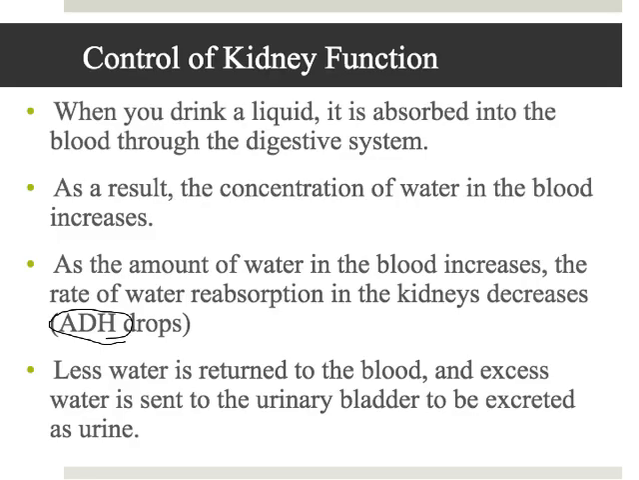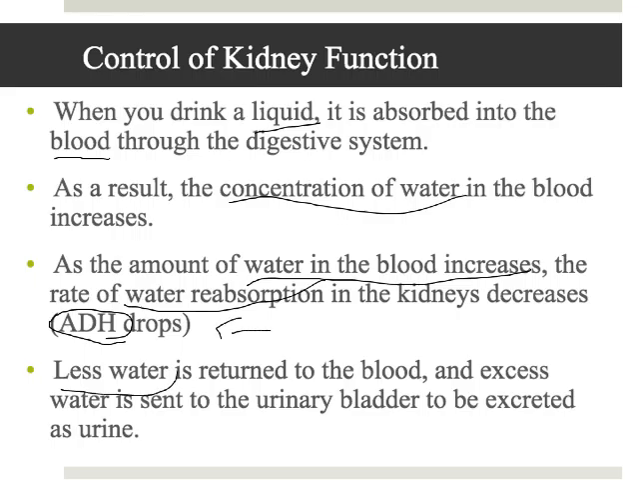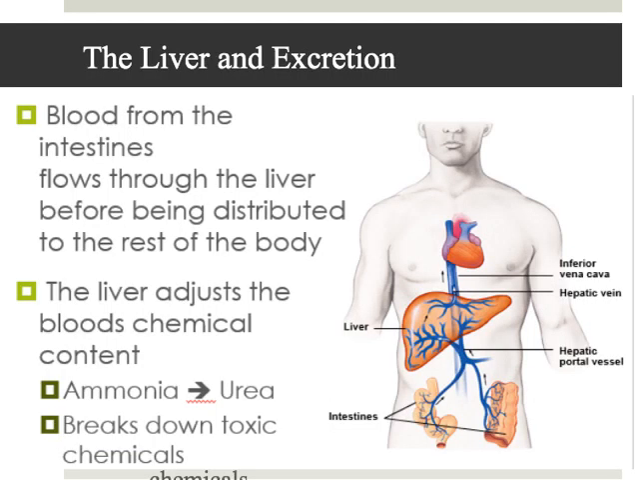So if we look at this process, when you drink a liquid, that's going to be absorbed into the blood through the large intestine, like we talked about in digestion, and you're going to get lots of extra water in your blood. So as there's more water in the blood, we need to keep less water. Therefore, the amount of water reabsorption is going to drop, and ADH levels are going to drop, okay? So less water is returned to the blood, and excess water is sent out as urine.